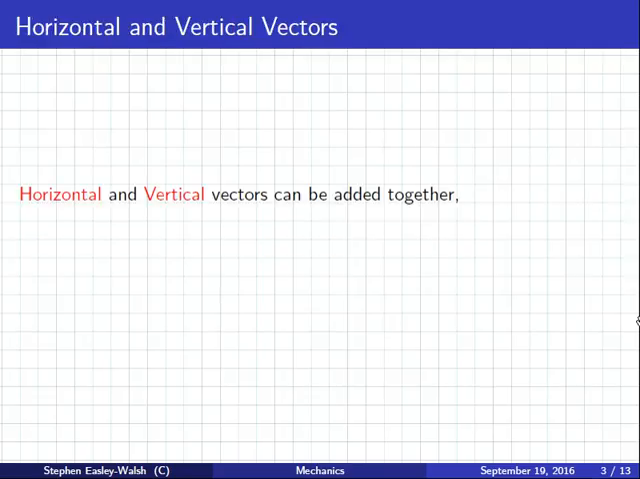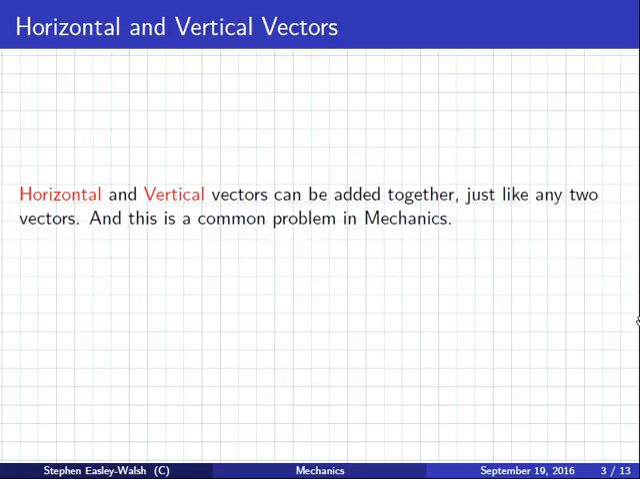Okay, so horizontal and vertical vectors. You know these words? This is horizontal and this is vertical. Horizontal and vertical vectors can be added together, just like any two vectors. But this is actually very common in mechanics. And so is the reverse. If you have a vector and you want to know the original horizontal and vertical.